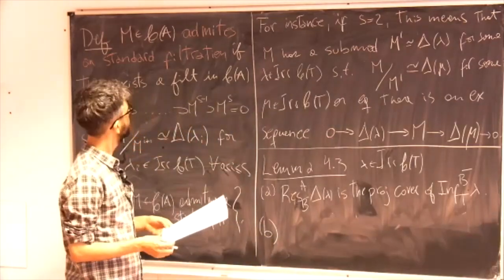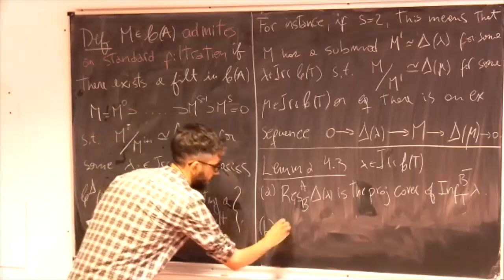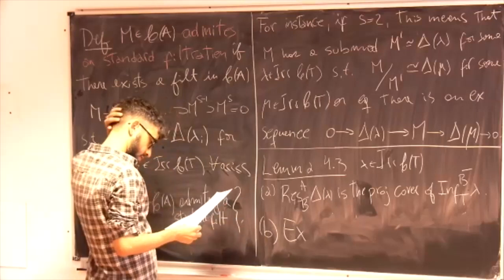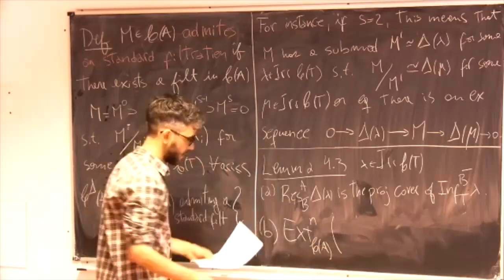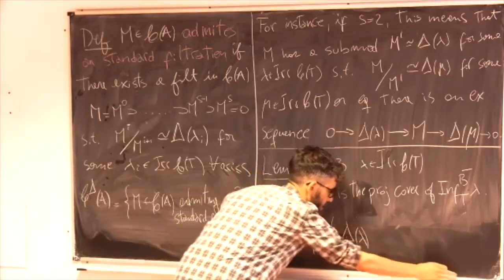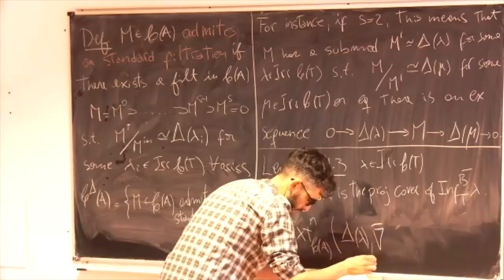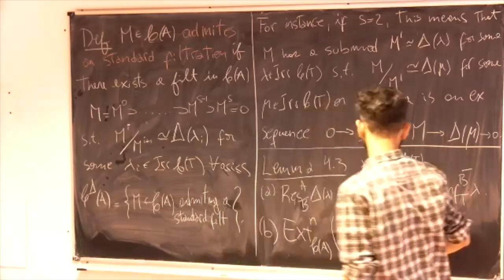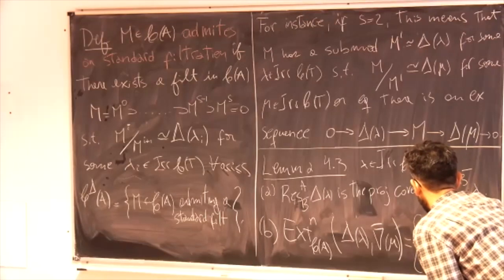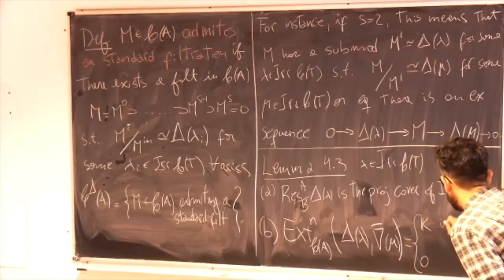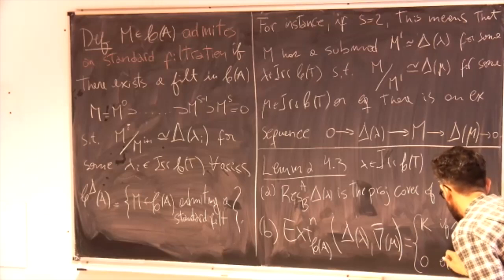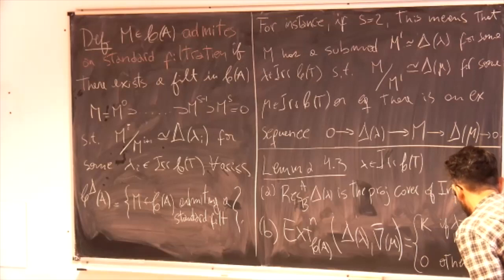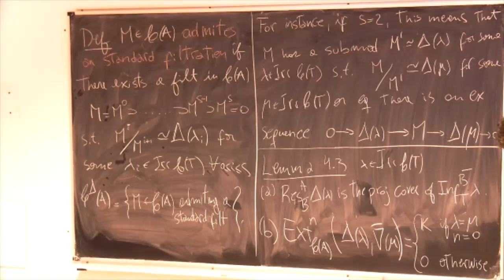The second part of the lemma says that the Ext groups between the standards and proper co-standards are the field or zero, and it's the field only if lambda is equal to mu and n is equal to 0, and otherwise all these are 0. Just in a second.